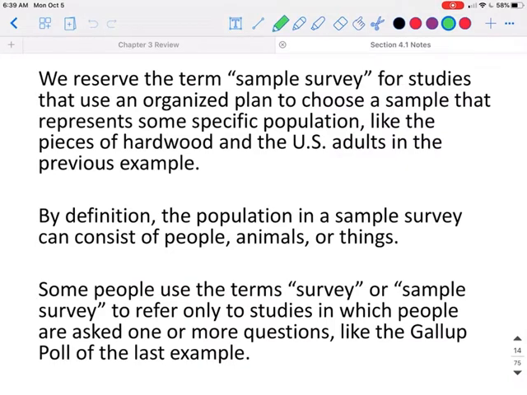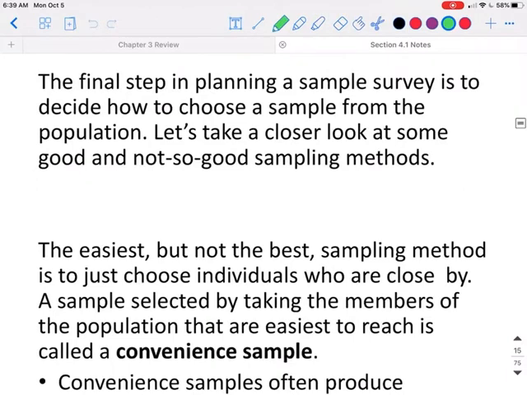We reserve the term sample survey for studies that use an organized plan to choose a sample that represents some specific population, like the pieces of hardwood or the U.S. adults in the previous example. By definition, the population in a sample survey can consist of people, animals, or things. Some people use the terms survey or sample survey to refer only to studies in which people were asked one or more questions, like the Gallup poll of the last example.